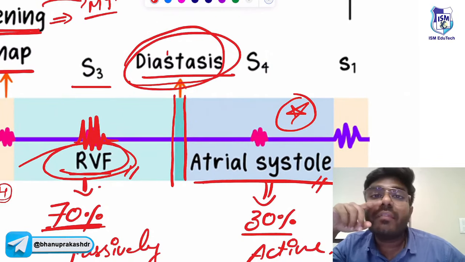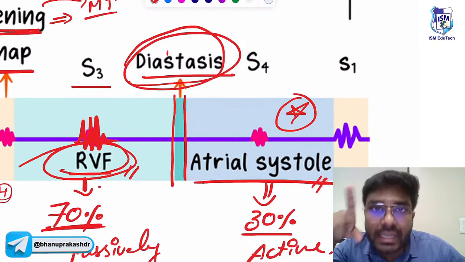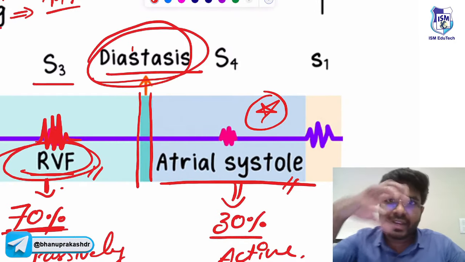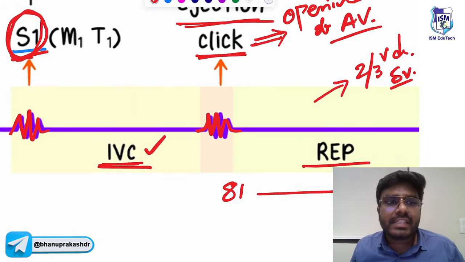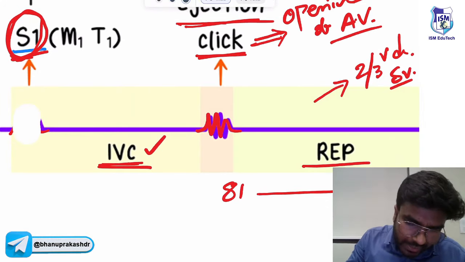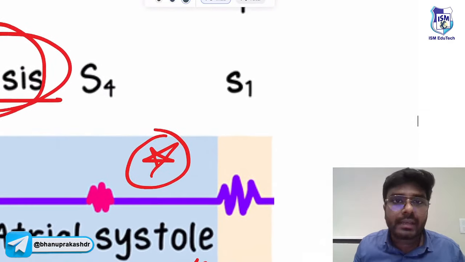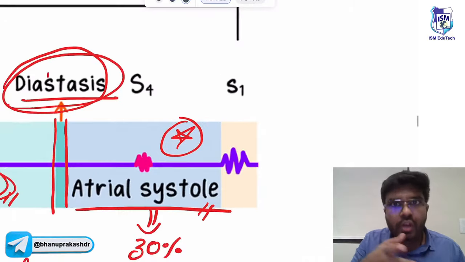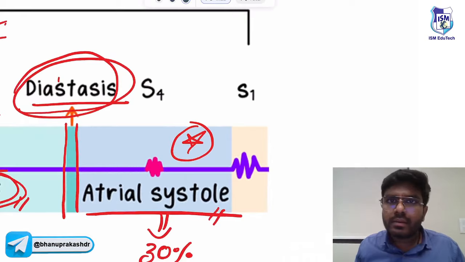Now, if someone asks you which heart sound comes before S1? It's a cycle, right? Which heart sound comes before S1? S4. After atrial systole, S1 comes again. During isovolumetric contraction, you will hear S1. So which heart sound comes before S1? S4. Or which heart sound comes after S4? S1. Simple.